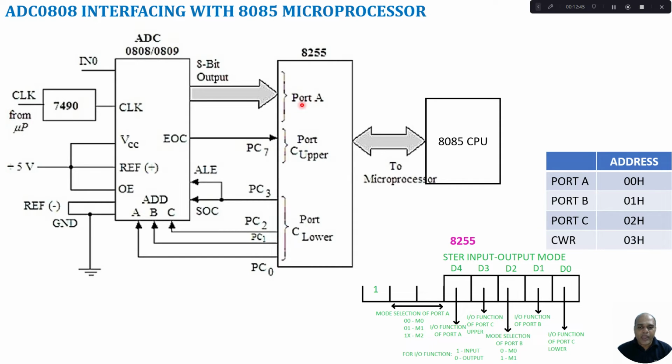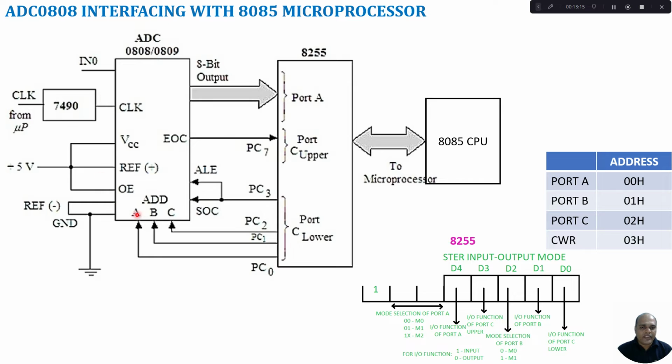So we are going to make use of port A to get the digital data from the ADC IC, and also the end of conversion signal will be obtained through this port C upper PC7 pin, and port C lower is used for sending the information to the ADC IC, like control lines or address lines for selecting a particular input, and also ALE and start the conversion process.